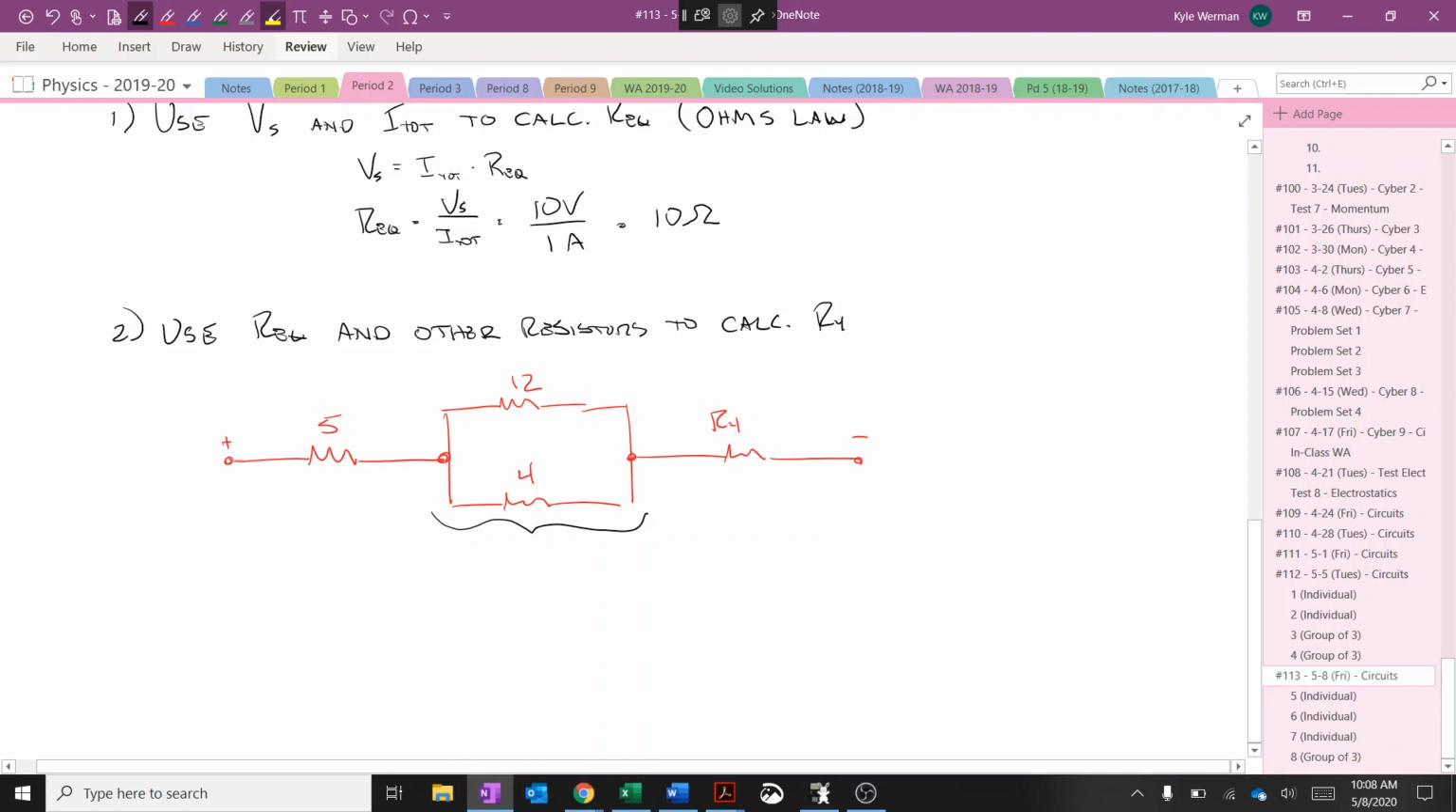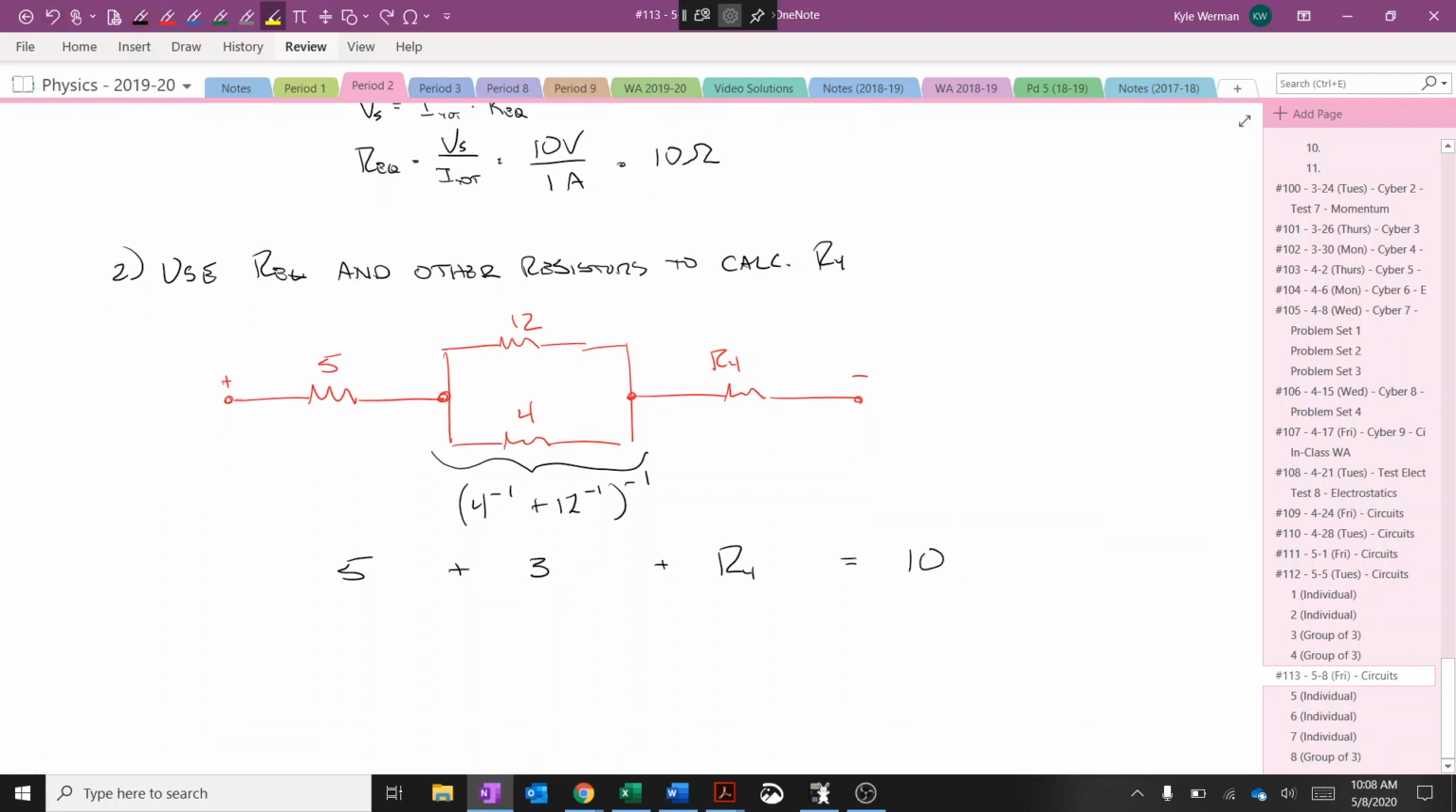Well, we learned our rules. It's got to be less than 4, right? So this right here is going to be 4 to the negative 1 plus 12 to the negative 1, and that whole thing to the negative 1. That ends up being 3 ohms. And 5 is in series with that, so 5 plus that parallel combo plus the unknown resistor has to equal my equivalent resistance, which is 10 ohms. And that means that R4 has to then be 2 ohms of resistance.